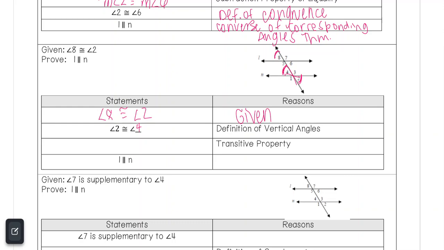Then, moving forward from there, I see that I'm citing the transitive property. I've used angle 2 twice now, and it's connecting angle 8 with angle 4. So I can make the jump to connect 8 and 4 together using the transitive property. And then let's look at our diagram to see why that might help us. Angle 8 and angle 4 are corresponding angles. I've just proved that they are congruent. So based on the converse of the corresponding angles theorem, I can now state that those two lines, L and N, are parallel.